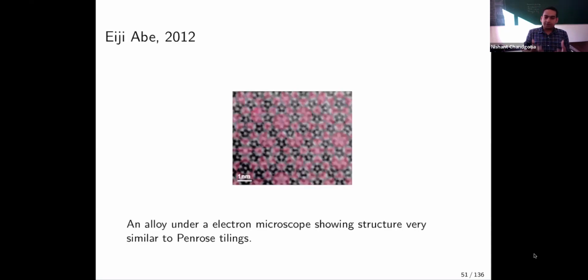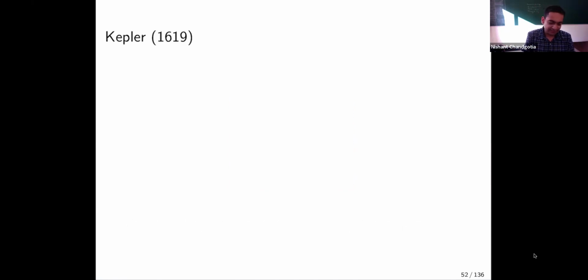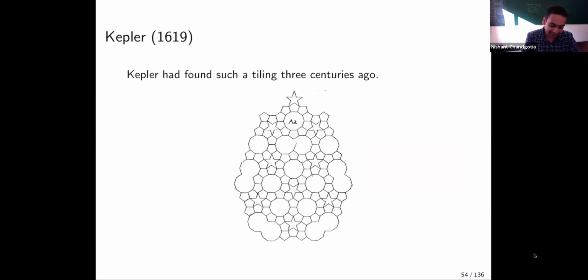Okay, so this is all modern science. I've spoken about Nobel Prizes and big landmark papers in the field of tilings. It's all in the last 50 years. But it turns out if one picks up Kepler's book, and I did, one finds tilings very, very similar to the kind of tilings that we are seeing in these papers.